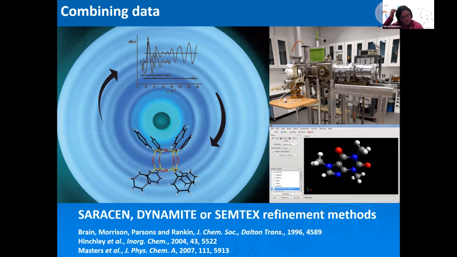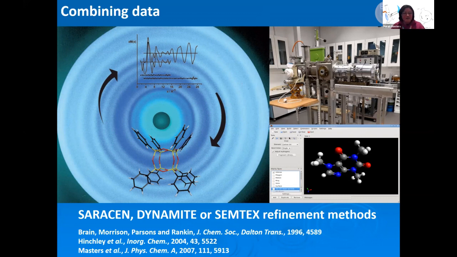Obviously, this was a cover of a journal from a few years ago, but you can see the diffraction patterns that we get. From this, we can extract our molecular scattering curve, and then from that we can combine it with theoretical data to get a complete molecular structure. And at the time that this was done, this is octaphenyl silsesquioxane.